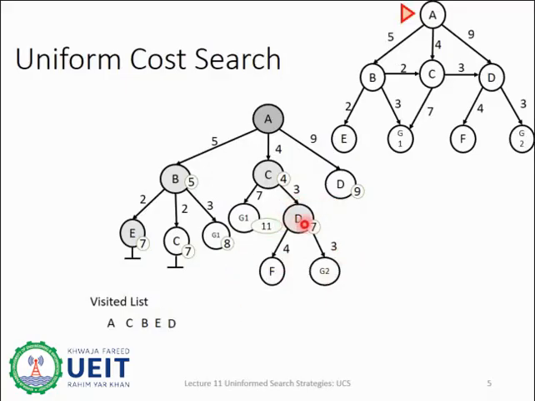Now we have visited D as well. And the total cost of reaching F from A through nodes C, D and F is 11, and G2 is 10 through nodes A, C, D and G2. This is the total path cost that we have found by adding 4, 3 and 3.